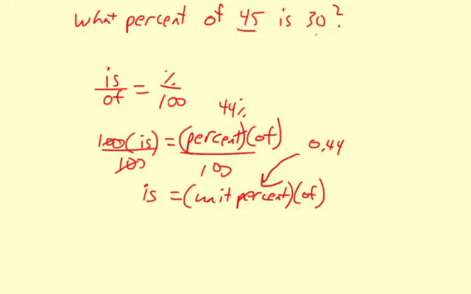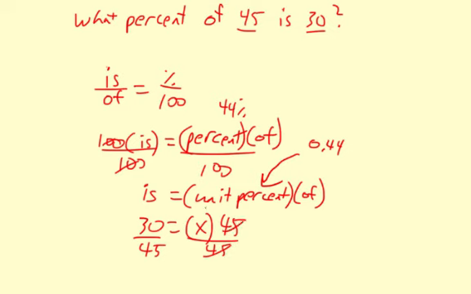Let's try to apply it with this question here. We know the of, we know the is. We don't know the percent. So let's set this up. The is 30, and the percent we don't know. So I'm actually going to put x for the percent. And the of we know is 45. So to solve for the x, divide both sides by 45.